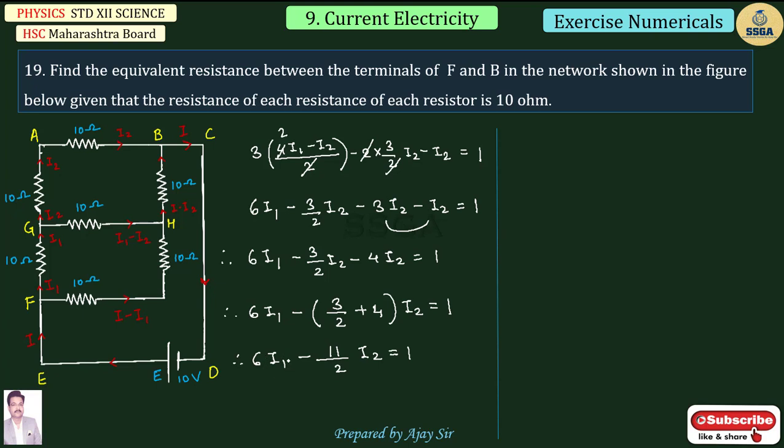So let us put the value of I1, which is equal to 3 by 2 into I2. So the I1 value is 3 by 2 into I2.